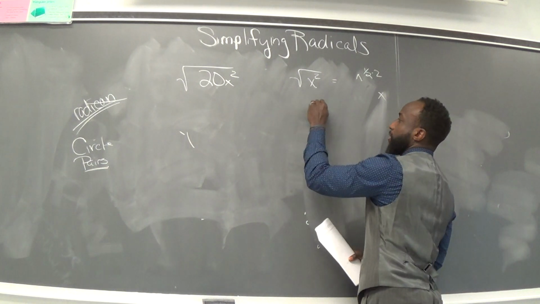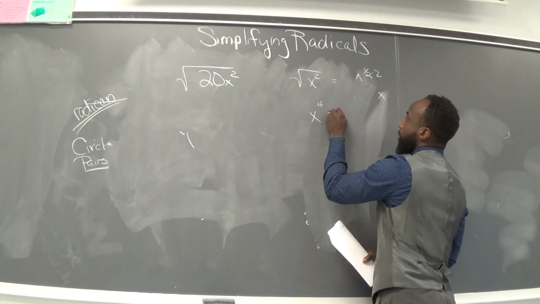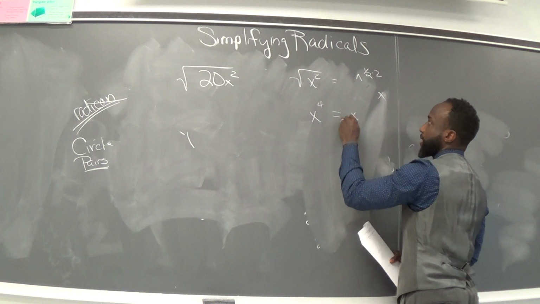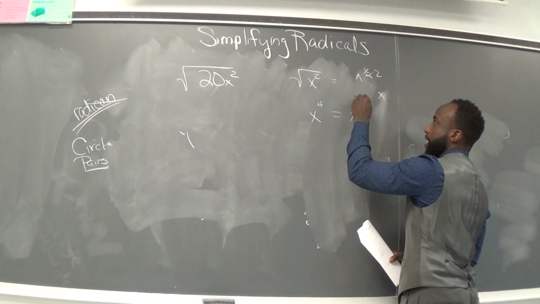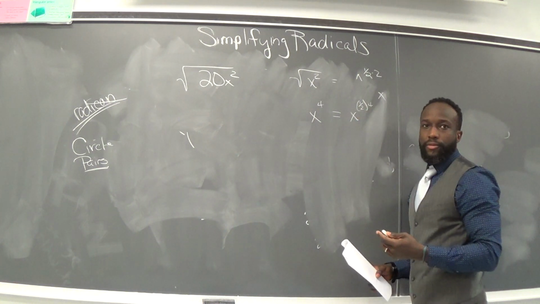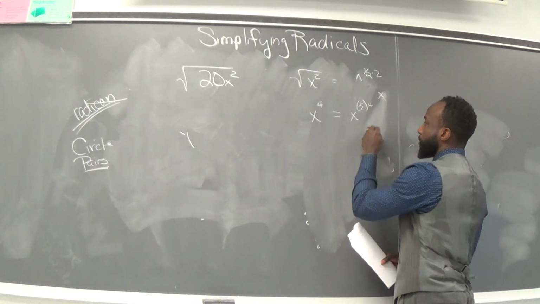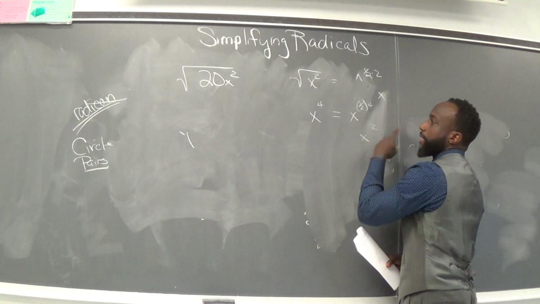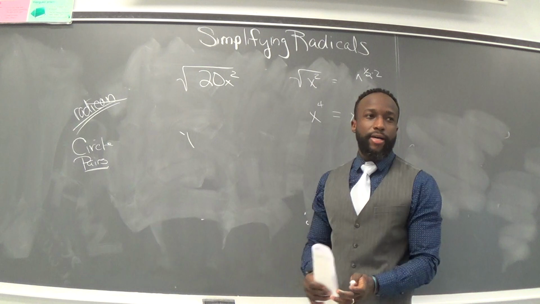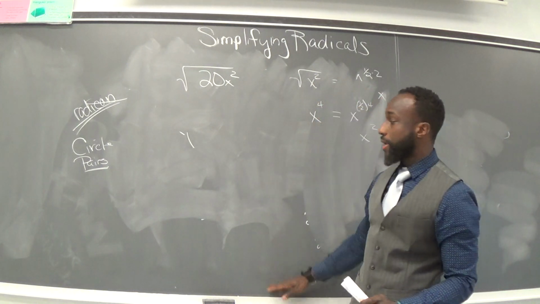So if this was x to the 4th power, it would basically be x to the 1/2 times 4. What's half of 4? 2. Okay? And I'm about to show you how else it looks. So just table that. Alright?